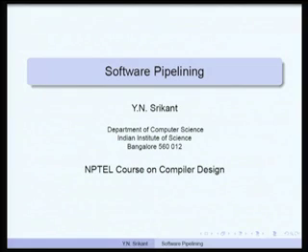Welcome to the lecture on software pipelining. So, software pipelining is a new type of optimization at the machine code level.